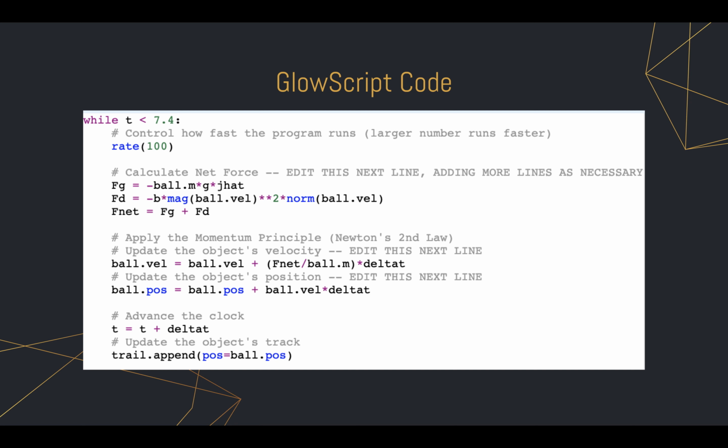As you can see in my second while loop, I included the force of gravity to be negative as the mass times the gravitational constant times the unit vector for the positive y-axis, and I included the drag force of negative bv squared times the unit vector of the velocity vector. The net force would be the sum of these two forces. Once again, for this time interval, I included the position update formula and the velocity update formula in order to update both values for each time interval.